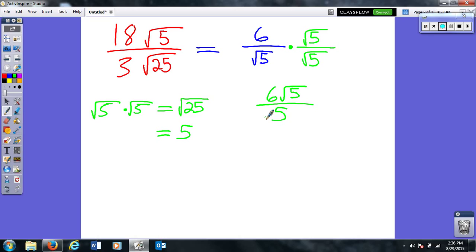Another way to think about that is that the square root of 5 is the number that we would have to multiply by itself in order to get 5. So here we're taking the square root of 5 and multiplying it by itself, so by definition we have to get 5.